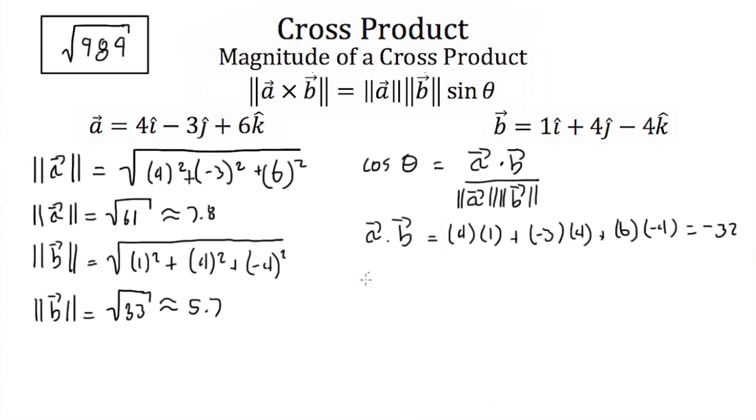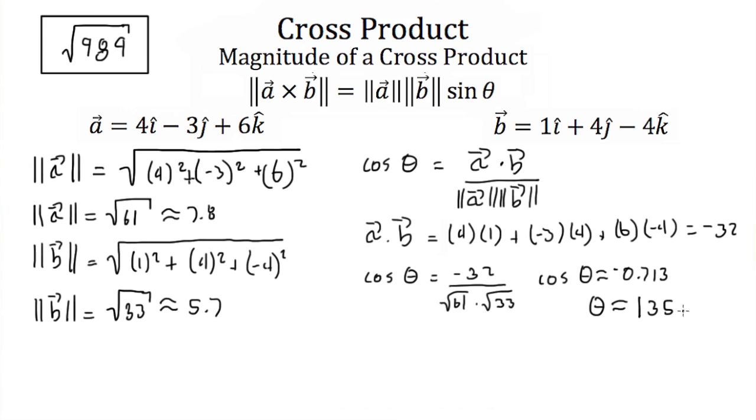which means the cosine of the angle between these two vectors is equal to negative 32 over their magnitudes multiplied together. So the square root of 61 times the square root of 33. That means the cosine of theta is about negative 0.713, and that theta is approximately 135.5 degrees.